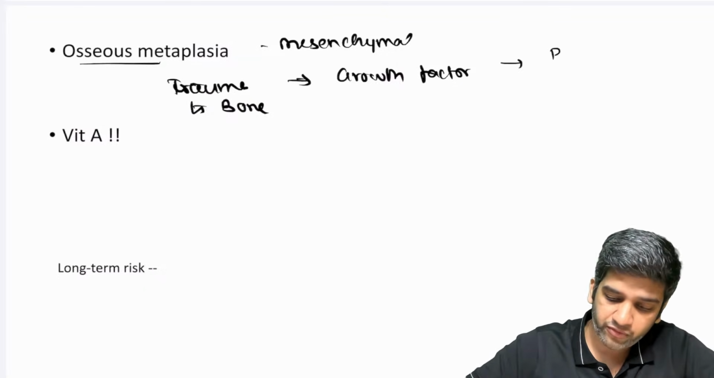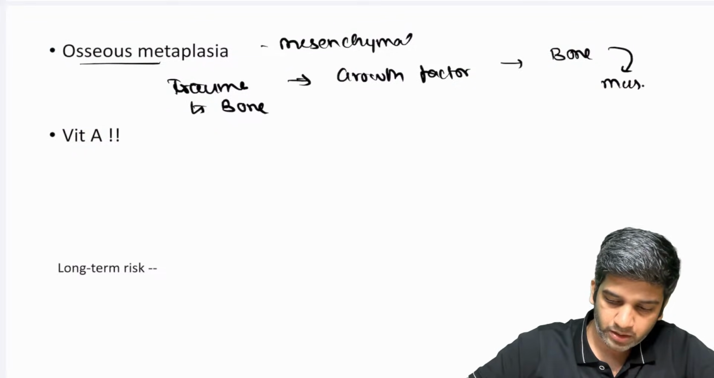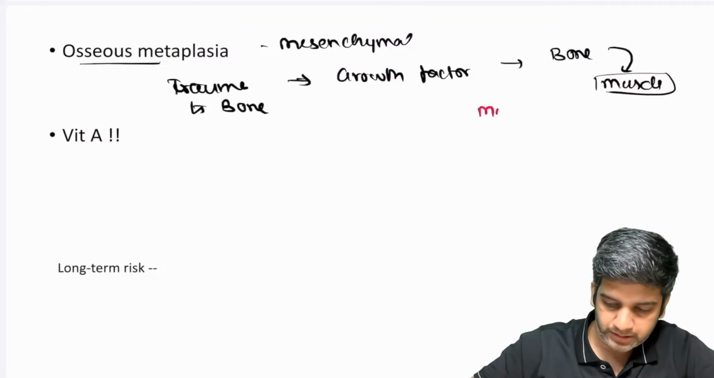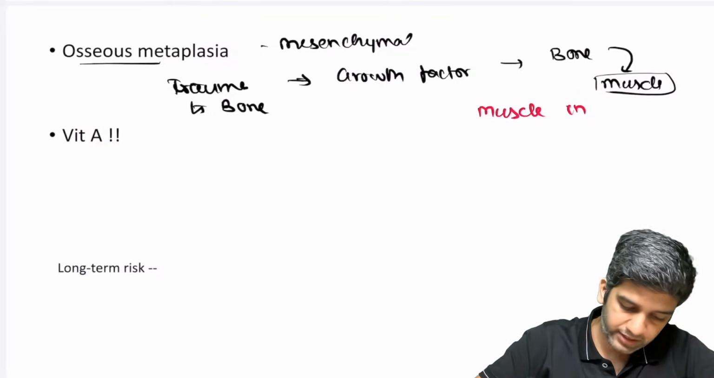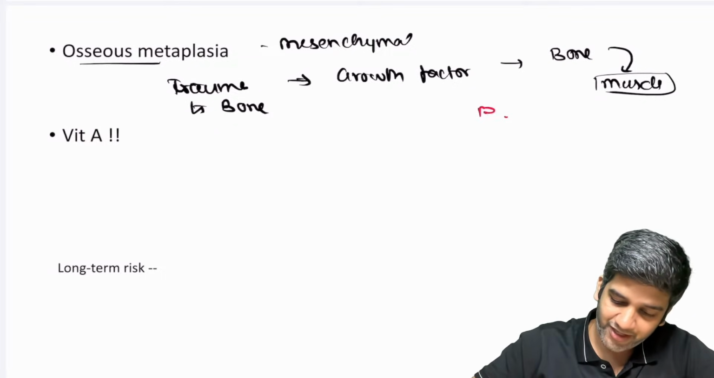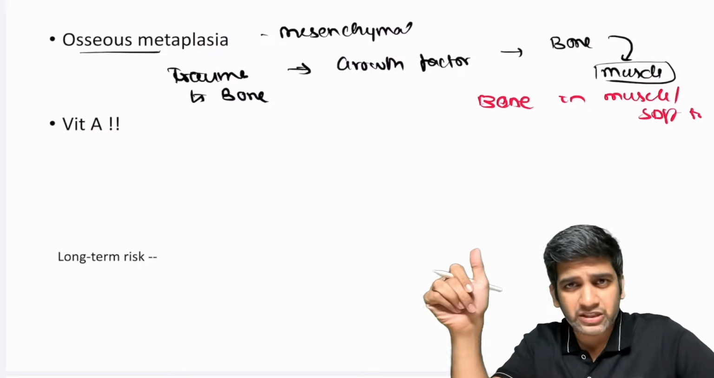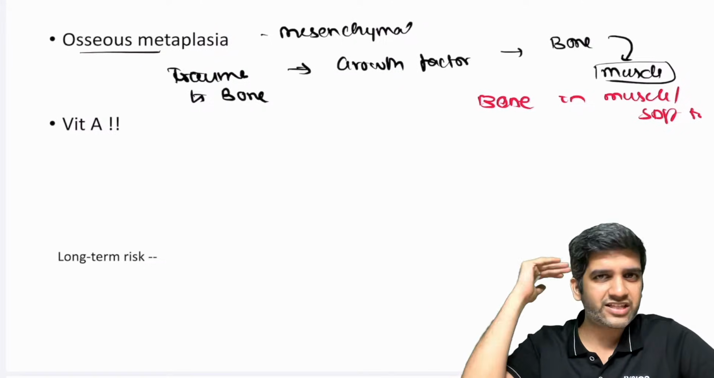Which will go from the bone to the muscle, and they produce bone in the muscle. That's the osseous metaplasia, bone in the muscle, right? It produces bone in the muscle or soft tissue. Okay, that makes it osseous metaplasia, right? This is a reversible condition. This might not result in cancer, but sometimes most of the metaplasia has a risk of cancer, right?